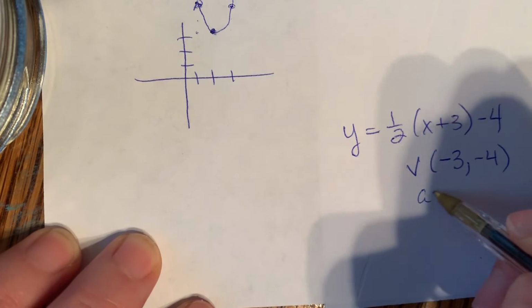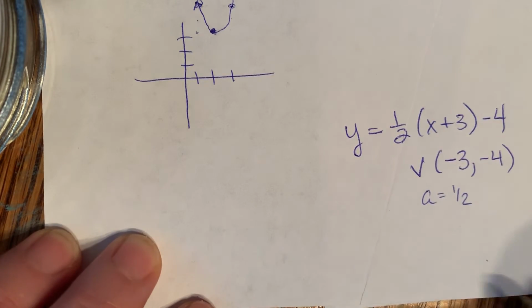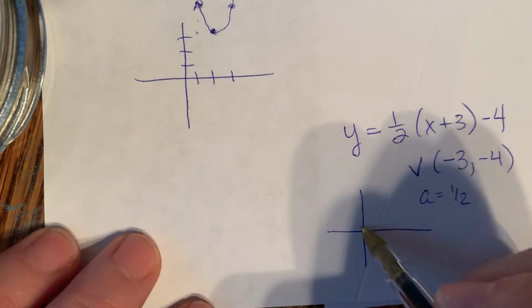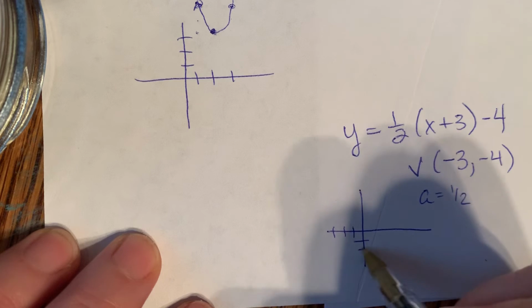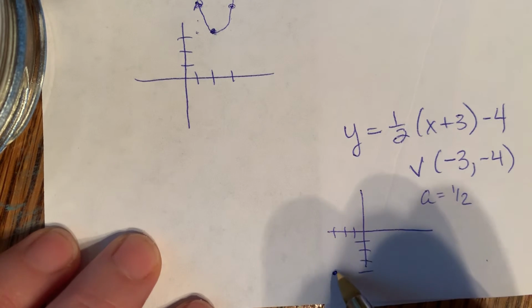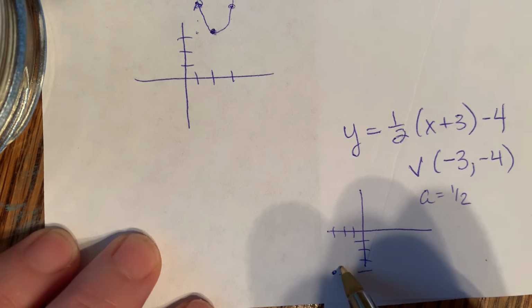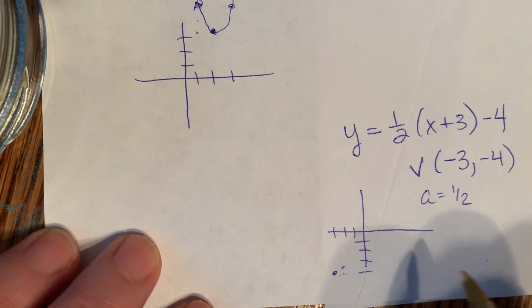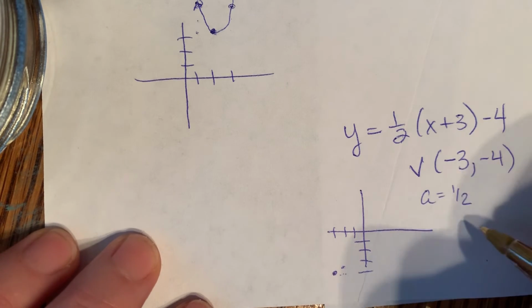And the a value is 1/2, which means if I'm on Khan Academy, I would still go -3, -4 and put my vertex there, but I can't go over 1, and it won't let me go up 1/2 on Khan Academy. It won't. It makes you go up whole numbers. So it's true that I could go over 1 and up 1/2. However, Khan won't let me do it. So what am I going to do?